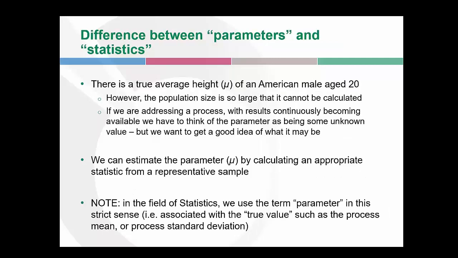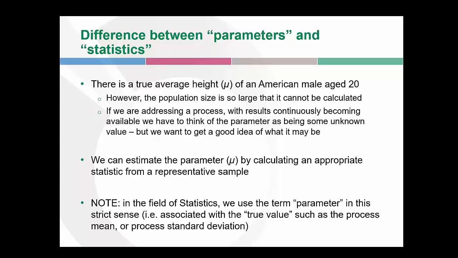So what is the difference between a parameter and a statistic? Like I've said, a parameter is the true value. For example, there is a true average height, mu, of an American male aged 20. Right here, right now, as you're listening to this, there is a true average height. But that's a really large population size, so it's not really feasible for me to find out exactly what that value is.